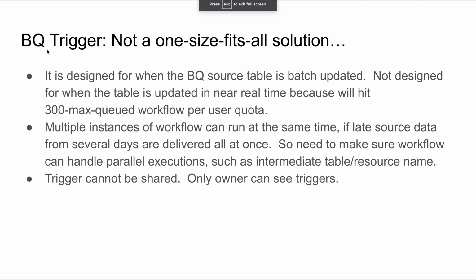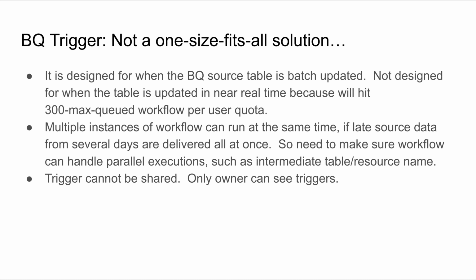So of course, BQ trigger is not a one-size-fits-all solution. Since the BQ trigger is backed by remote workflow execution, there is a quota of how many workflows you can put into queue per user, and that's 300. So BQ trigger is designed to work when the source table is batch updated. It is not designed if the table is updated in near real time, because you're going to hit the 300 waiting workflow quota.